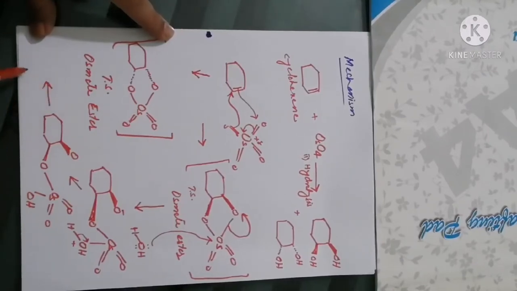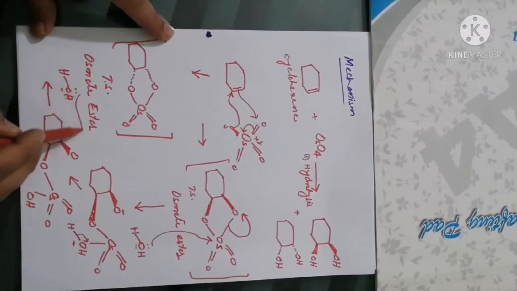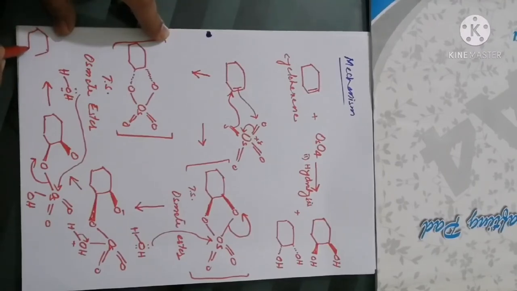Again, there would be an attack of the hydroxyl group over here, then there will be the shift of the bond. We will get the negatively charged oxygen atom, and then there will be a proton shift. So finally we will get this diol.